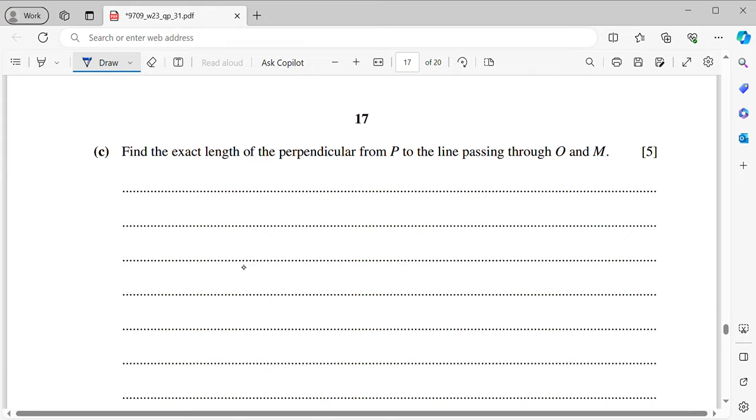Now see, find the exact length of the perpendicular from P to the line passing through O and M. Okay, so let's say here is O, this is M, just now here is P. And now you need to find this perpendicular distance. So I will let the point Q be on the line OM such that PQ is perpendicular to the line OM. So now let Q lie on the line OM.